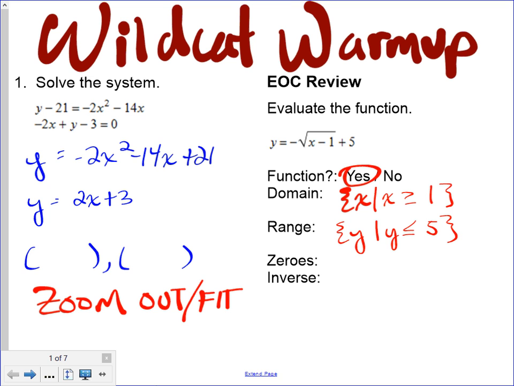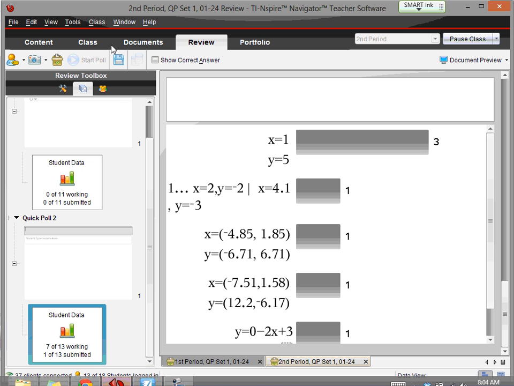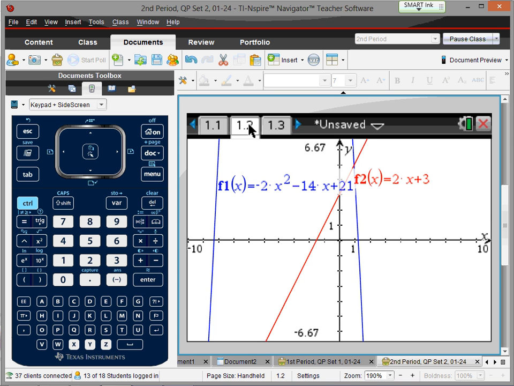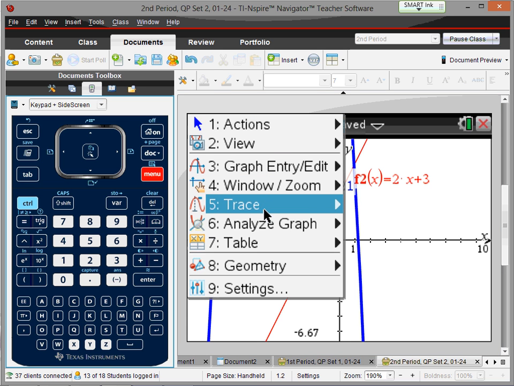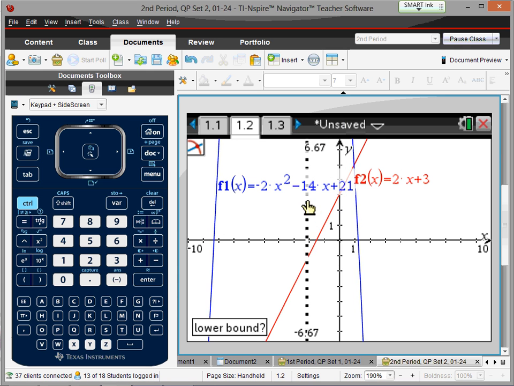If my computer will work, but it does not want to work. Here's what my graph looked like. Is that how yours looked? That's how it should look. Analyze, right? Intersection. So if you said 1, 5, I agree. That's one of the intersections.